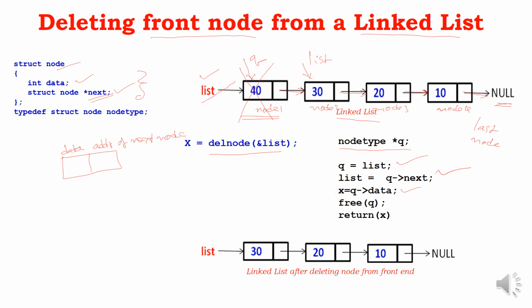So now list is the name of the linked list pointing to the first node of the linked list, where the first node will be 30, the second node is 20, the third node is 10, like this. So this is the final list you will have after deleting a node, the front node. Initially the list contains 4 nodes. Now when you execute these instructions, automatically the first node will be deleted, the second node becomes your first node, and the list now consists of 3 nodes only.